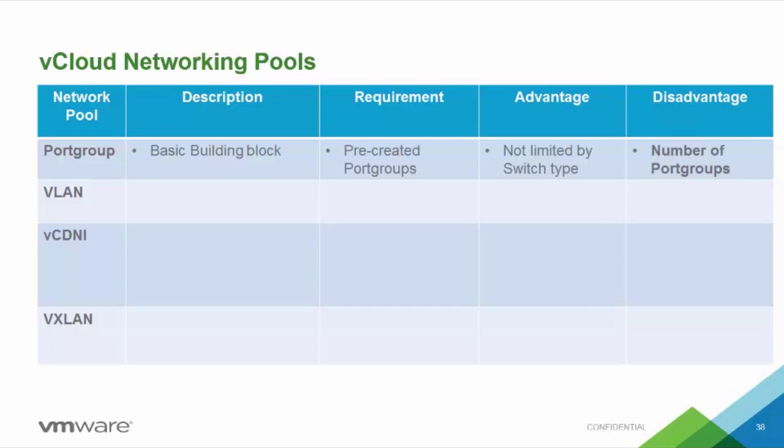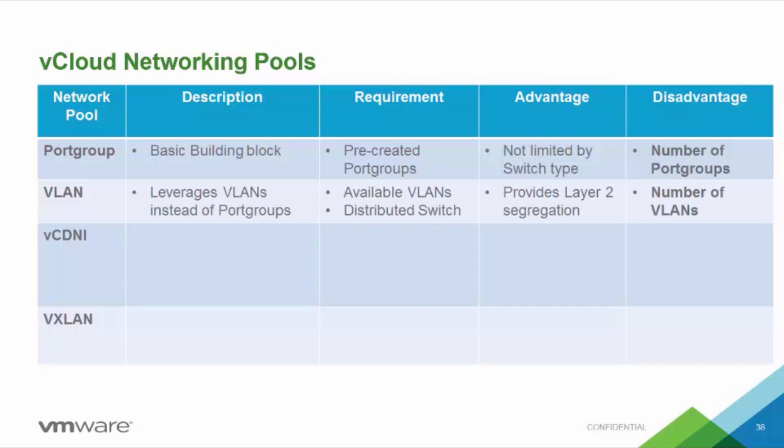So with a port group, this is going to be our basic building block. And what we need to do with this is pre-create our port groups within vSphere. So if we've no pre-created port groups, we can't create a network backed by port groups. Now with this, we're still going to need our layer 2 segregation, so we're still going to use VLANs. The advantage of this is that we're not limited by any switch type, so we can use a standard switch or distributed switch if we like. The number of port groups is a limiting factor here, and when I'm talking about the number of port groups, I'm talking about the number of pre-created port groups. So those need to be created in the background.